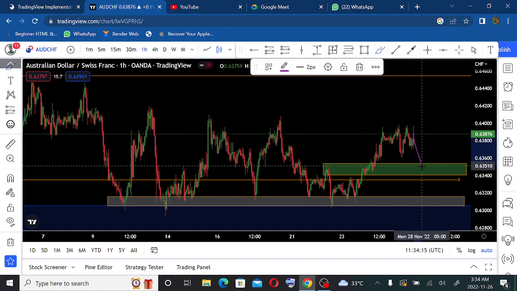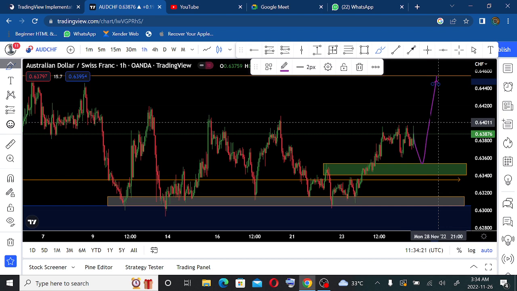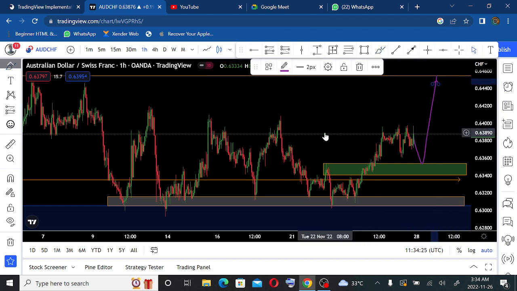So I want to see this. I want to see this and this. You get? So I want to see this basically. So that's our analysis for AUD CHF. You see, we were able to start from the higher time frame, which is the monthly time frame, all up to the lower time frame, which is a 1 hour time frame, which I believe is enough.